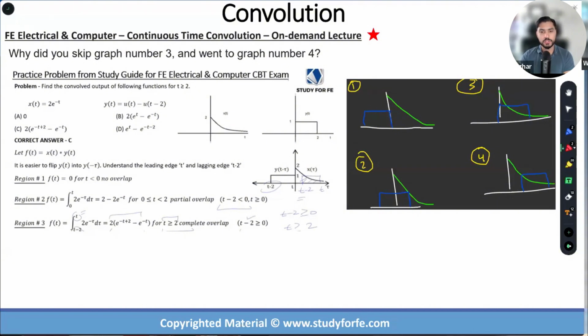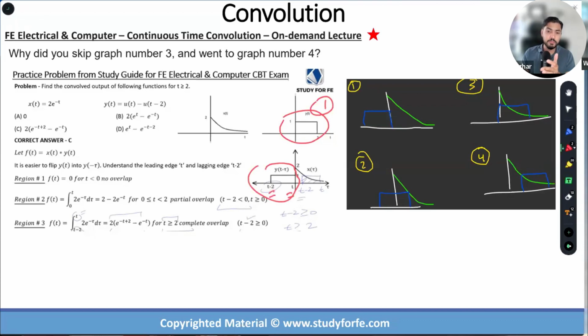Step number one is to identify which one of the two functions is the simpler function. In this case, this is a time-bounded function, a rectangular pulse, so this is simpler. I'm going to use it and flip it about the axis of symmetry, which is the y-axis. So this gets flipped. Then you define your leading edge. The leading edge is t, and the lagging edge is t minus 2.